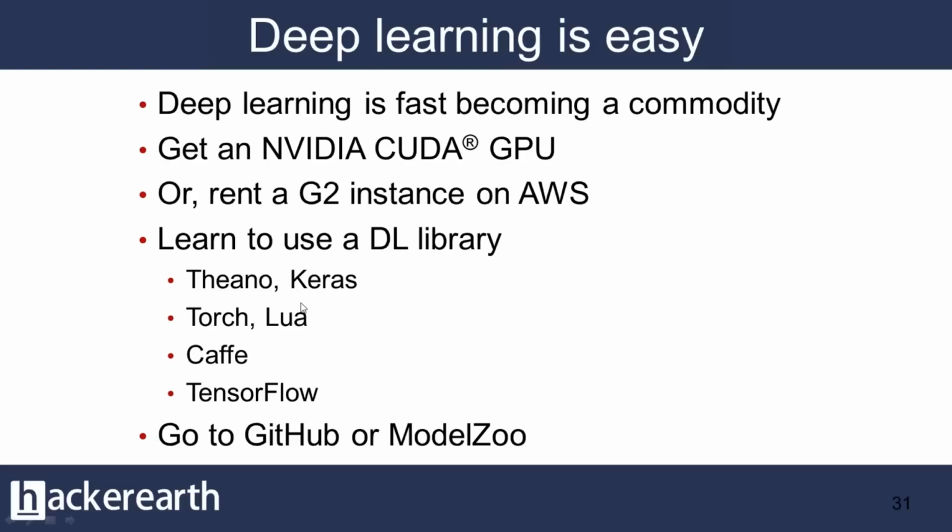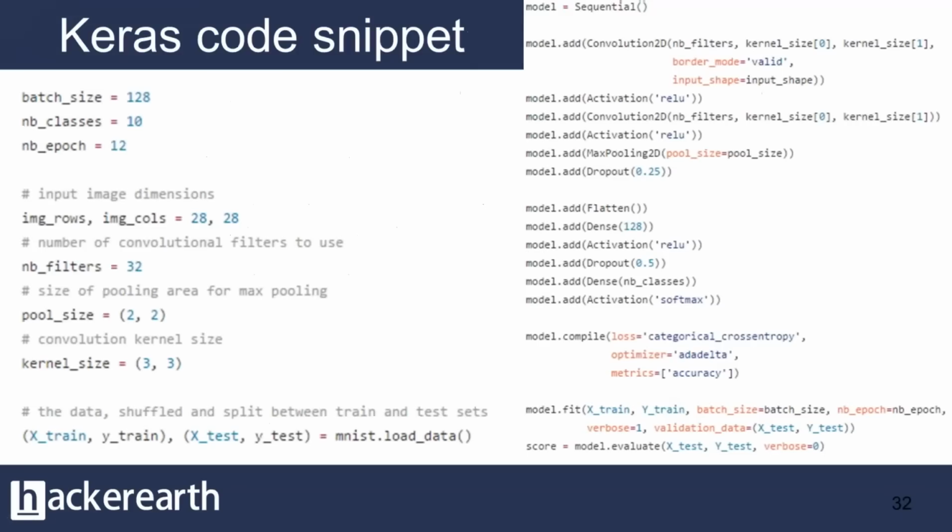You can use libraries such as Theano, Keras, which is built on top of Theano, Torch, Caffe, TensorFlow, and so forth. And you can go to GitHub or ModelZoo and you can pick up some models and data, and you can start experimenting with them. So I'll give you an example of how easy it is by showing you a Keras code snippet.